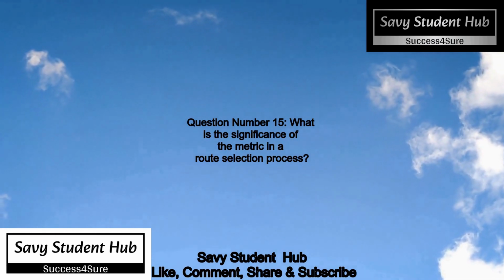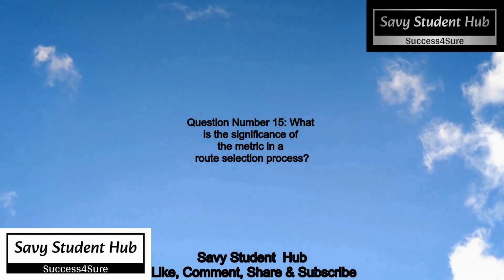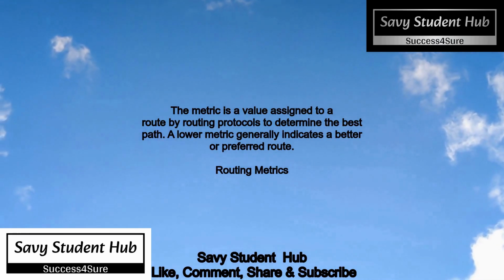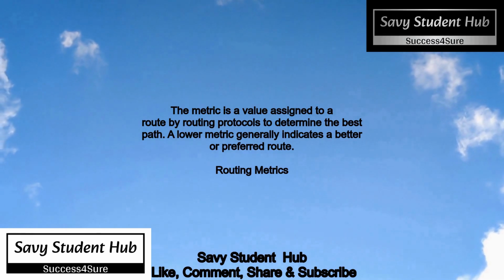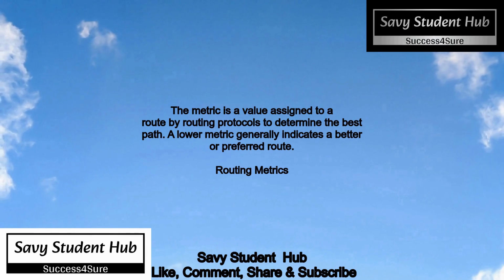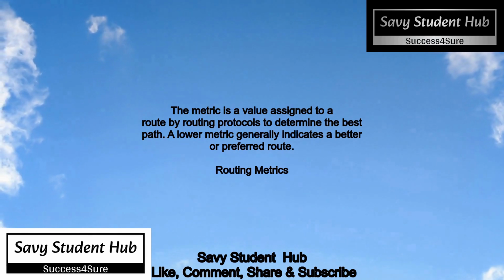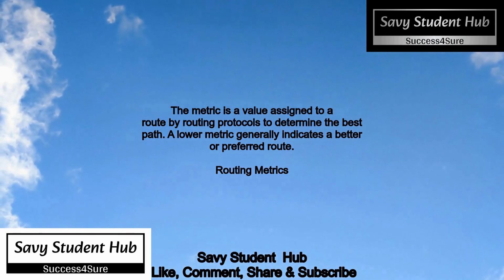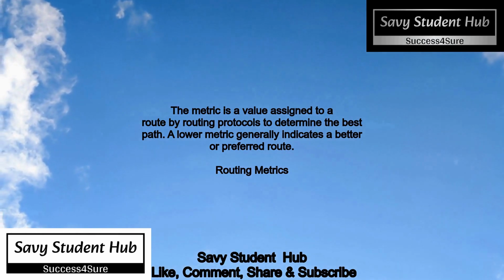Question number 15. What is the significance of the metric in a route selection process? The metric is a value assigned to a route by routing protocols to determine the best path. A lower metric generally indicates a better or preferred route.